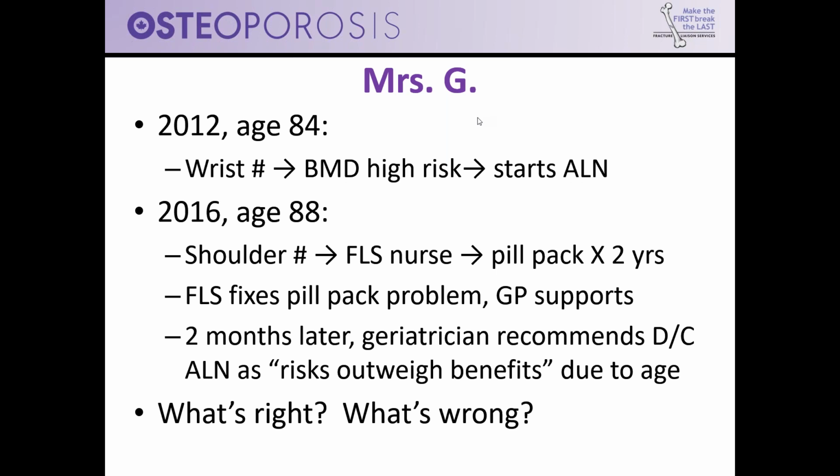This is a case that was given to me by one of our FLS nurses. At the age of 84, she broke her wrist, and her family physician did a bone density test, found her to be at high risk, and started her on alendronate. The FLS saw her for the first time in 2016, and at that time, this woman was 88. She presented with a shoulder fracture. She was assessed by the FLS nurse, and it became obvious that the patient had been taking her medications in a pill pack for the last 2 years. Unfortunately, when she switched to the pill pack, her morning alendronate pill was put in the same little blister as all of her other morning medications.